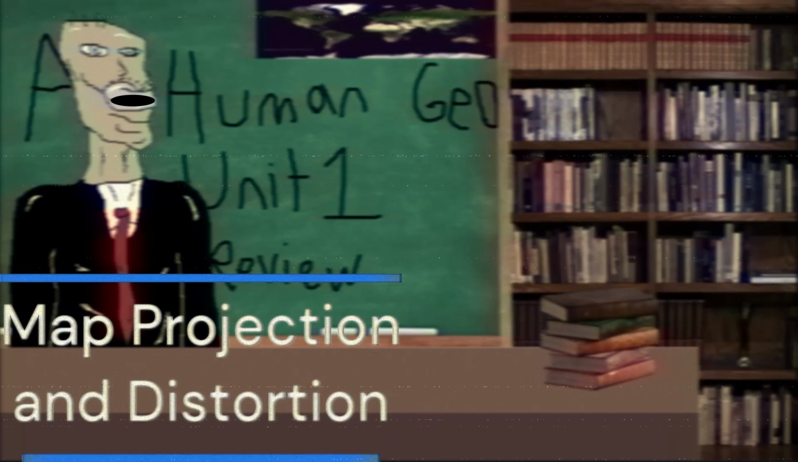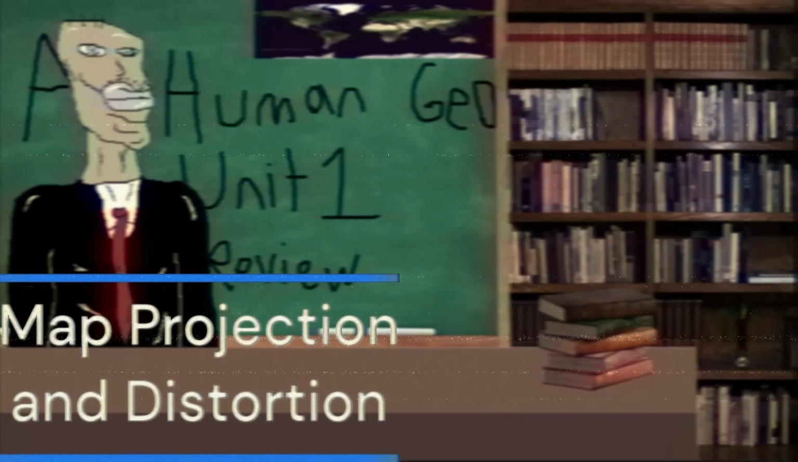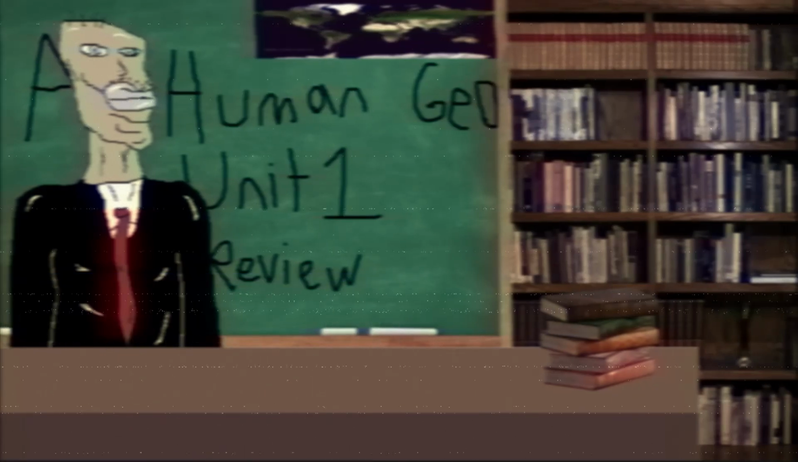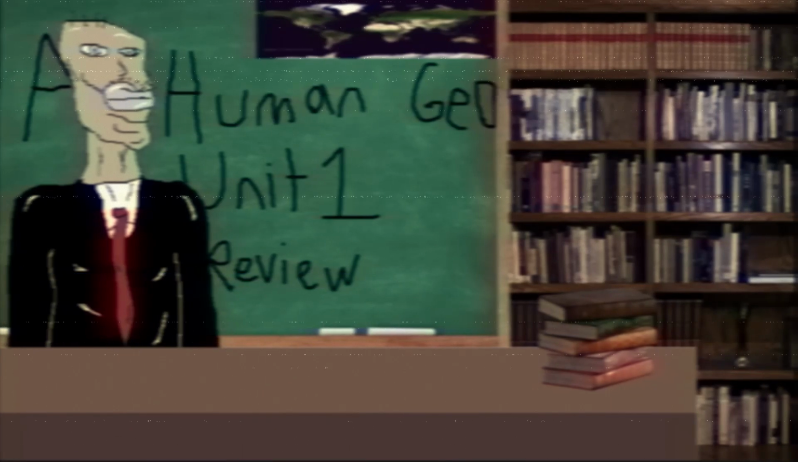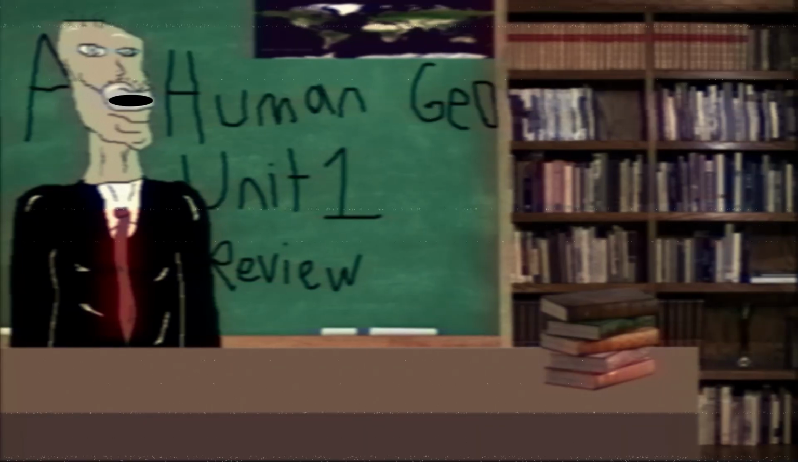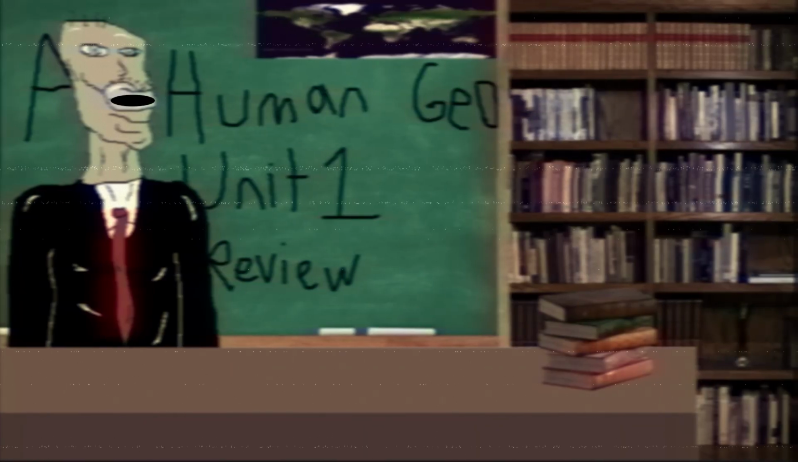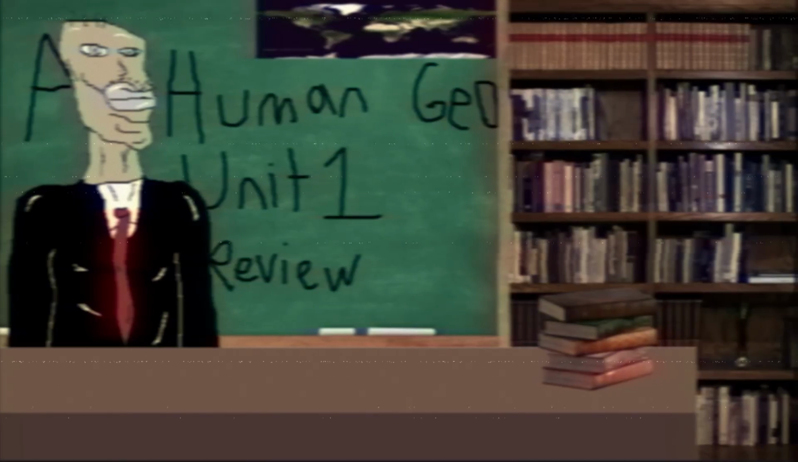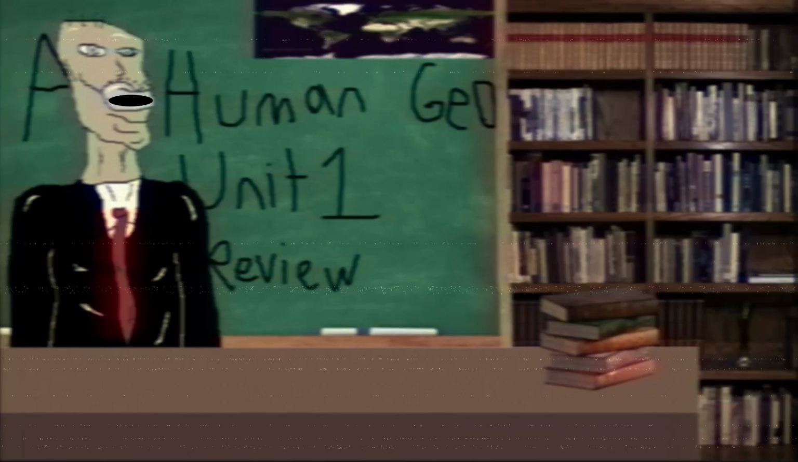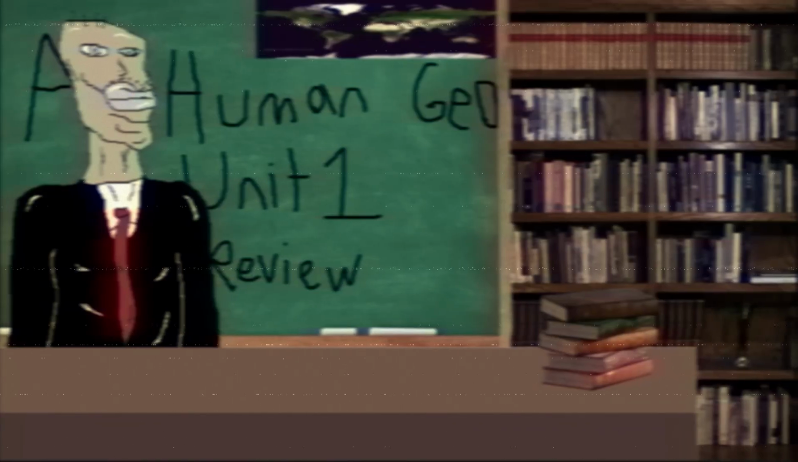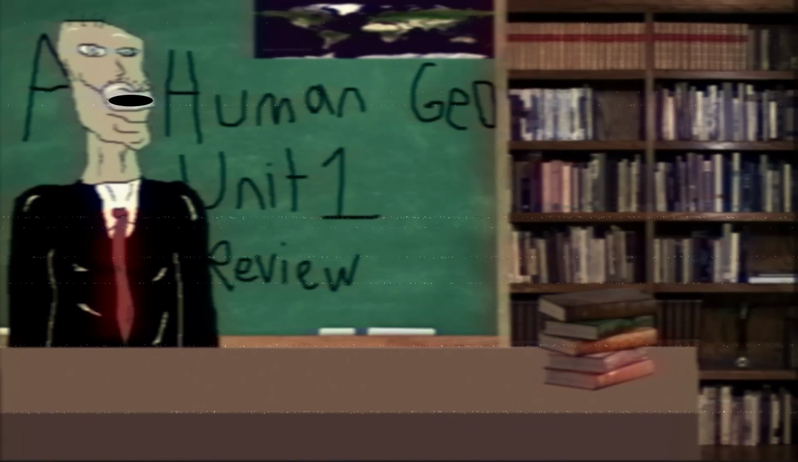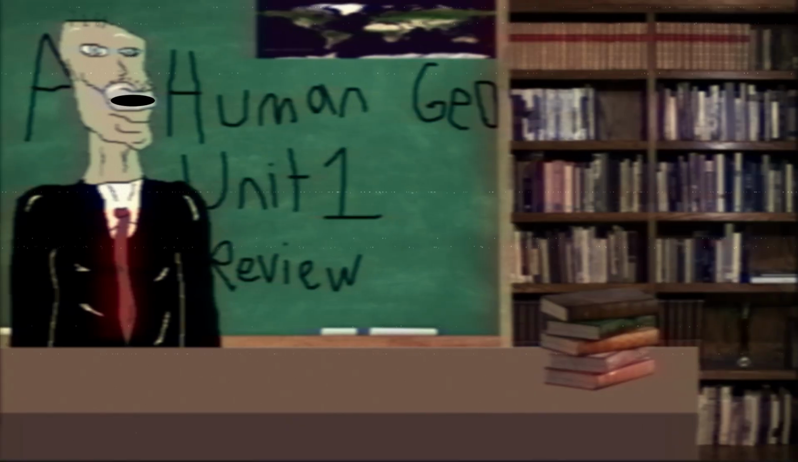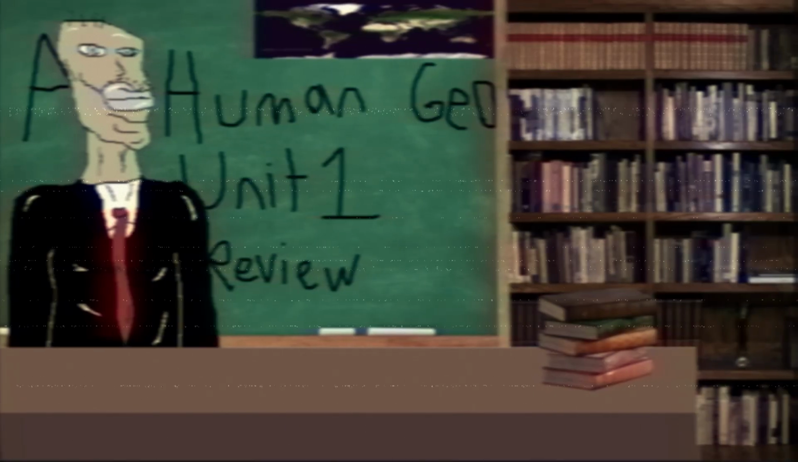Next, we are going to be learning about map distortions and projections. Map projection is the process by which the cartographer shows the curved surface of Earth on a two-dimensional surface, while map distortion is the distortion of the map, since a curved surface is hard or nearly impossible to recreate on a 2D surface.